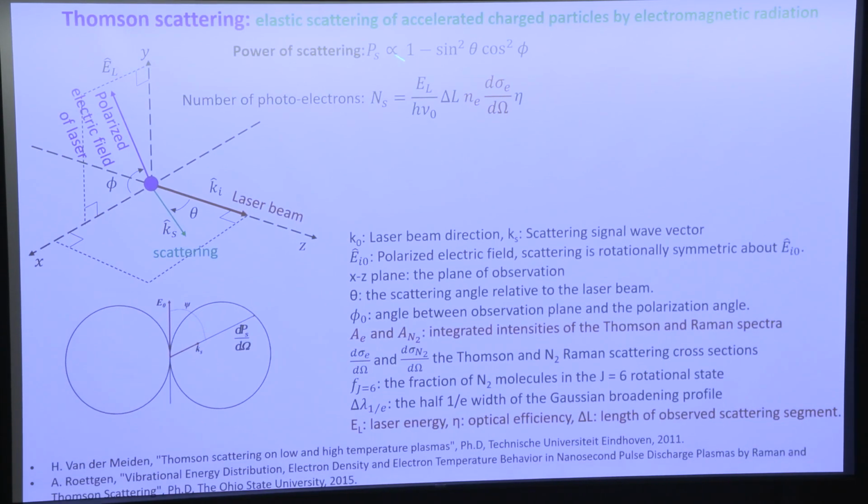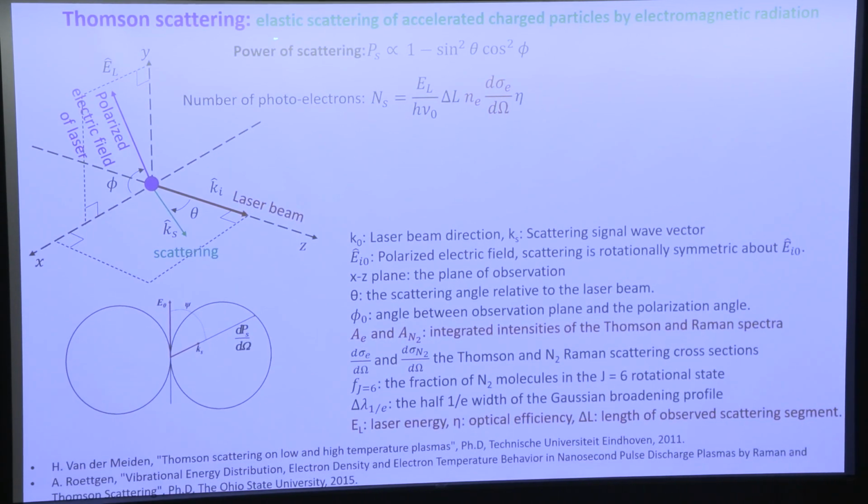This is well known in the literature and uses Thomson scattering. It is an elastic scattering: if you have a laser photon coming in this direction and charged particles, they will scatter depending on the angle, the polarization plane, and the scattering plane. So this scattering is a function of the scattering angle and the observation angle phi.